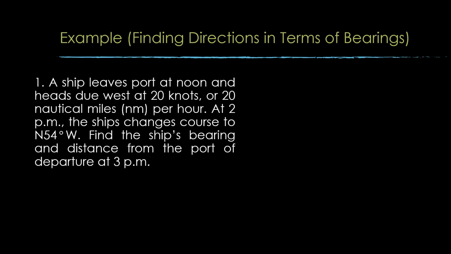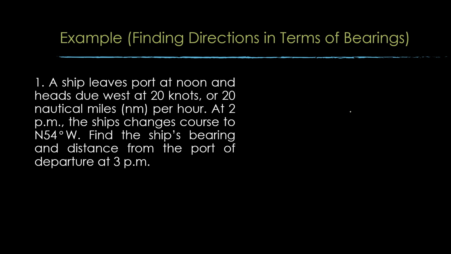Example. So ito. The question is, a ship leaves port at noon and heads due west at 20 knots, or that is 20 nautical miles per hour. Okay. At 2 p.m., the ship changes its course to 54 degrees northwest. We are to find the ship's bearing and distance from the port of departure at 3 p.m. Okay, so how do we solve this problem? Any idea? So for this particular problem, again, we're gonna use bearing.